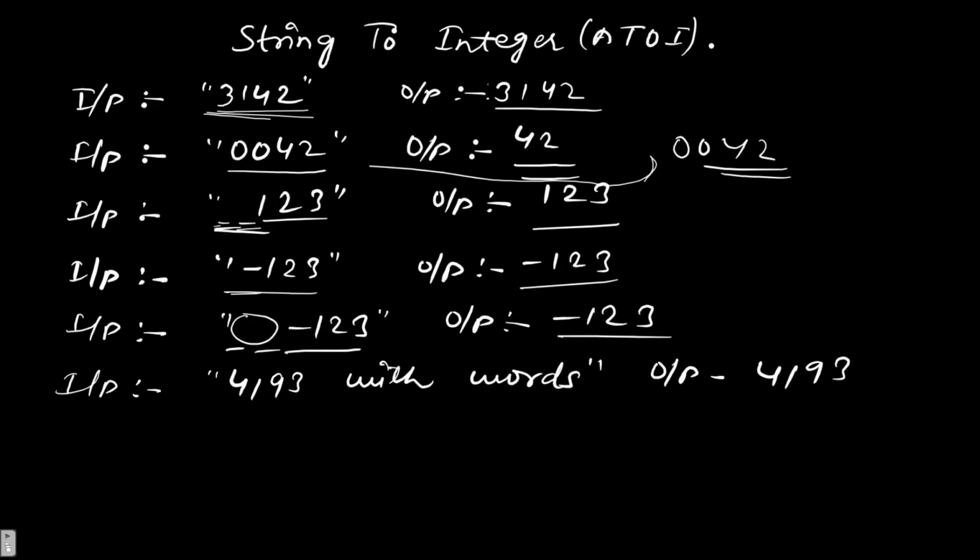For some input we can have some string appended to our integer value, like 4093 with some words. So we have to ignore the remaining string and only return the corresponding integer value. So we have seen six examples and figured out what we have to do. Let's see how we can do that.